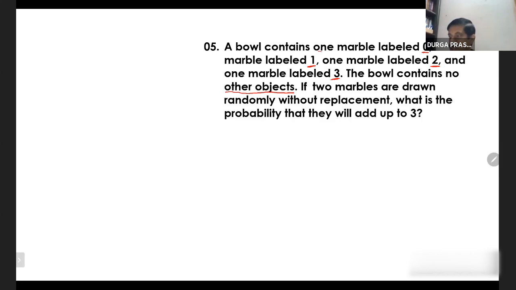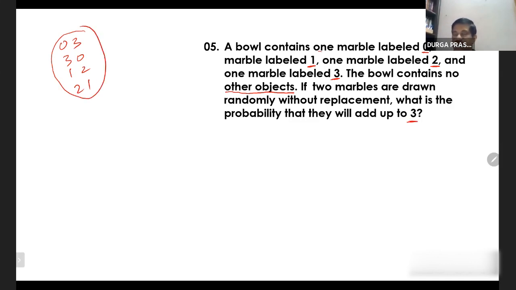If the marbles are drawn randomly without replacement, what is the probability that they'll add up to 3? That means the sum of the numbers on the marbles picked should be 3, meaning 0 and 3: the first marble showing 0 and the second marble 3. Or it may be 1 and 2, or 2 and 1. So the only possibilities are 0, 3, 3, 0, 1, 2, 2, 1. These all will sum up to 3.